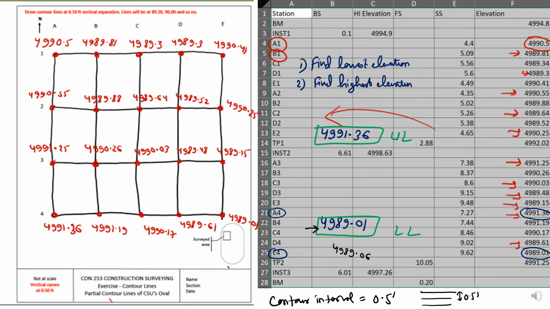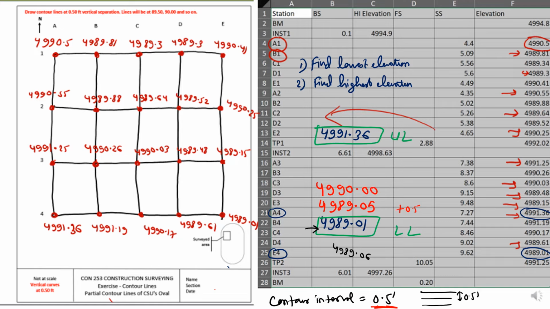So my first line would be at 4989.05. Since this is a contour interval, I want my contour elevations to be in the multiple of 5, just to make our calculations easy, and so that it will be easy for us to sketch. There's no logic behind why I chose this. It's just to make my work easy. Now you'll see why it's easy, because my next contour line would be, so I add 0.5, so my next line would be at 4990.00.